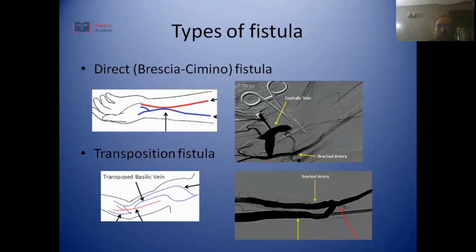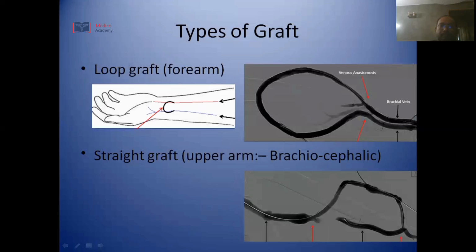Coming to each of them individually, what are the different types of fistula which have been created in case of hemodialysis? One is the direct fistula, which is basically the radiocephalic or the end-to-end fistula. Transposition fistula, where the venous component goes and attaches to the side of the artery. There are different types of grafts.